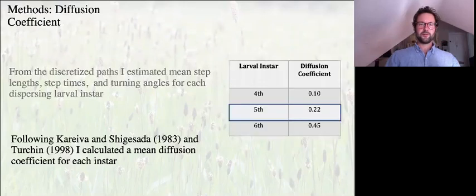Then following Kareiva and Shigesada from 1983 and Turchin in 1998, I calculated a mean diffusion coefficient for each instar. And for this analysis, I'm just drawing on the 5th instar, partially because I think it's epidemiologically most relevant for this system, and also it's kind of just a nice intermediate stage to look at these patterns.